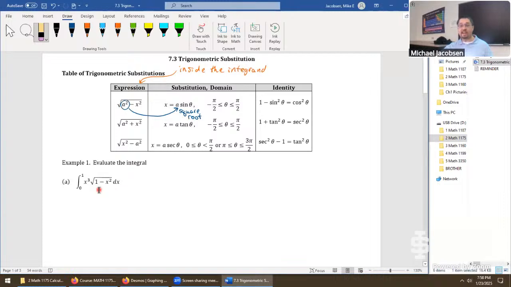First thing we have to do is decide which of the 3 expressions is most similar. Usually you're just looking at where x is. If we have x to the right with a negative sign attached, we're on row 1 of this table. That means x is going to be equal to a sine theta. A comes from this value, and we take the square root of it. But if it's just a 1, there's no need to put a 1 here any longer. We'll just write sine theta.